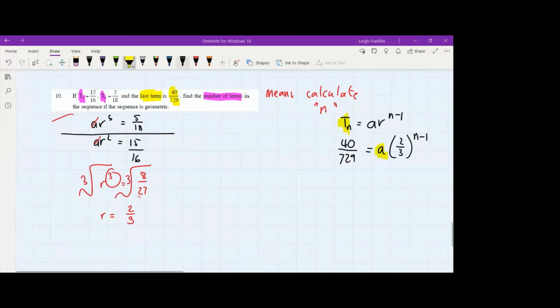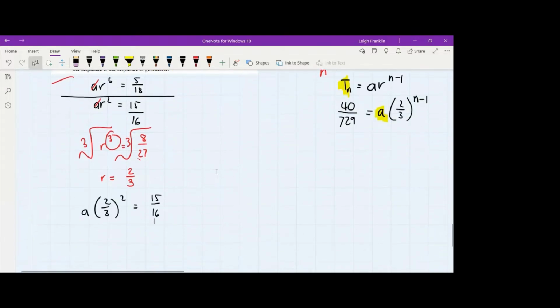So subbing into one of my equations, A r squared is 15 over 16. Okay, so now I'm just going to go down a little bit. So this gives me square the numerator, square the denominator. A is equal to 15 over 16.